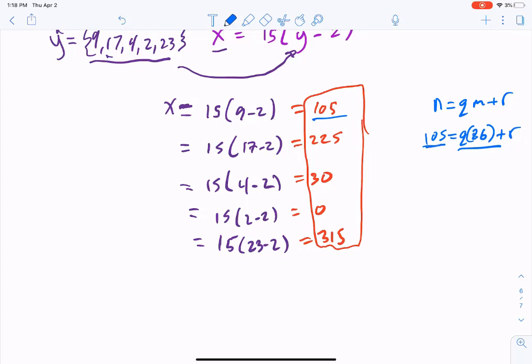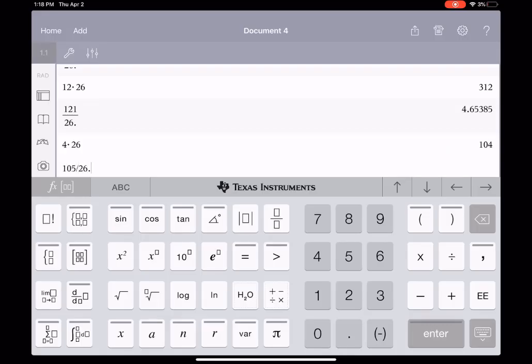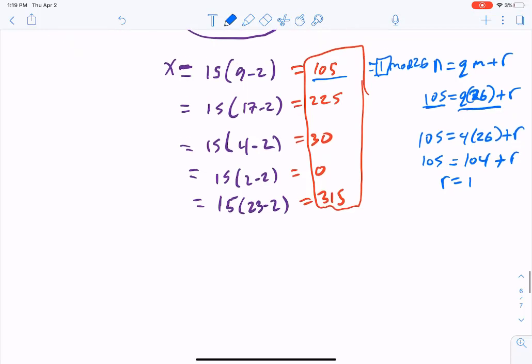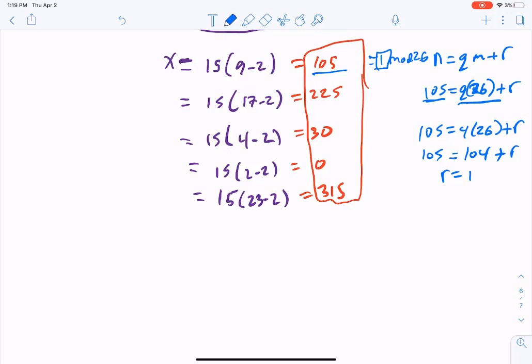So how I do this is I divide 105 by 26 right here. This will give me 4.03. So 4 is my value. This whole number right here is my value for q. So 4 times 26. So 105 is equal to 4 times 26 plus r. This is equal to 104 plus r. That means r is going to equal 1. Okay, so this is going to be equal to 1 mod 26. So this is the numerical value you're getting out of that. And we'll have to repeat this process for the rest of them. I'll just go ahead and fast forward through that and do it, and then you'll see what I'm going to get, okay?